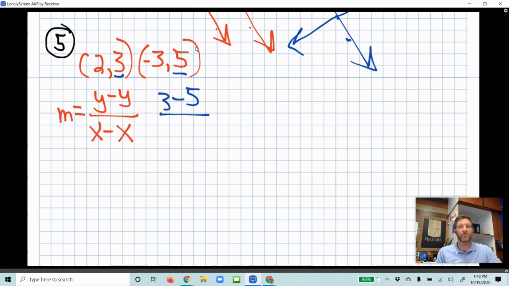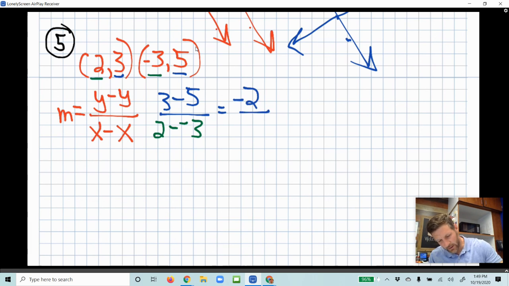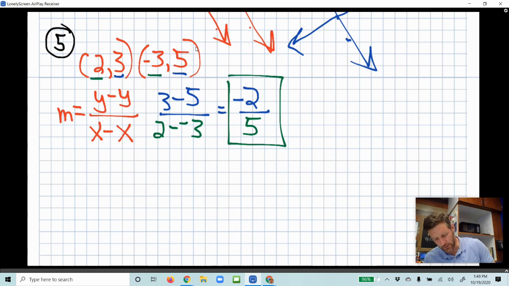And now, since I did the first coordinate minus the second coordinate, I have to make sure I keep that consistent. So now I need to go 2 minus -3. So, work through that. 3 minus 5 is -2 over 2 minus -3, which is actually adding 3, so that's going to be 5. So I can see that the slope of this line is down 2 over 5, or -2/5. It doesn't reduce, and so boom, there is my slope.